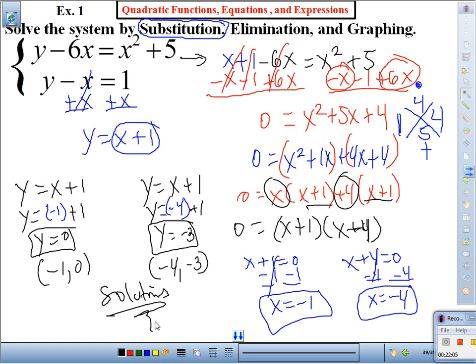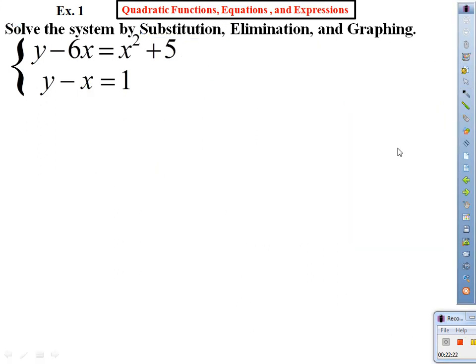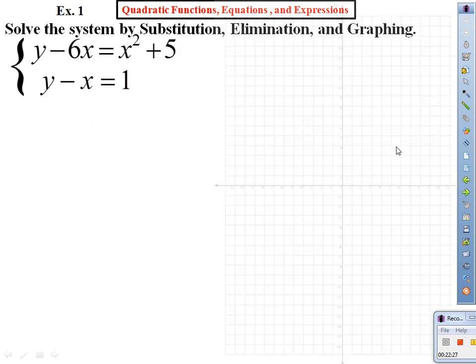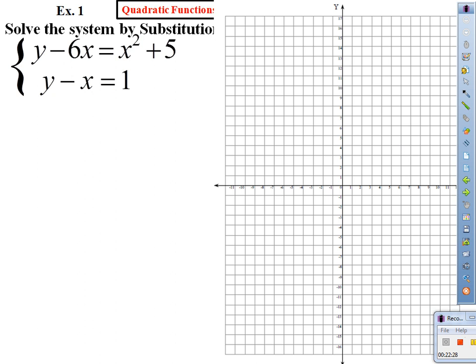Are we done? No, what's the third method? By graphing, all right? So let's do it by graphing. Get your graph paper in front of you. I ran out of those, so get an extra one from yourself.